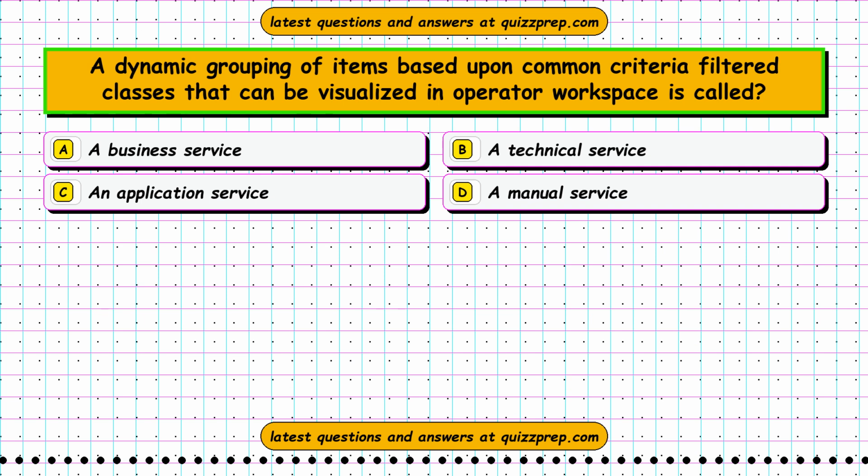Question 59. A dynamic grouping of items based upon common criteria filtered classes that can be visualized in operator workspace is called? Option A. A business service. Option B. A technical service. Option C. An application service. Option D. A manual service.